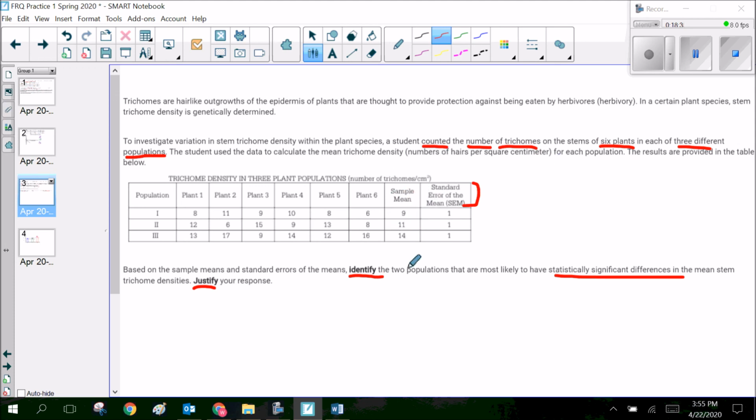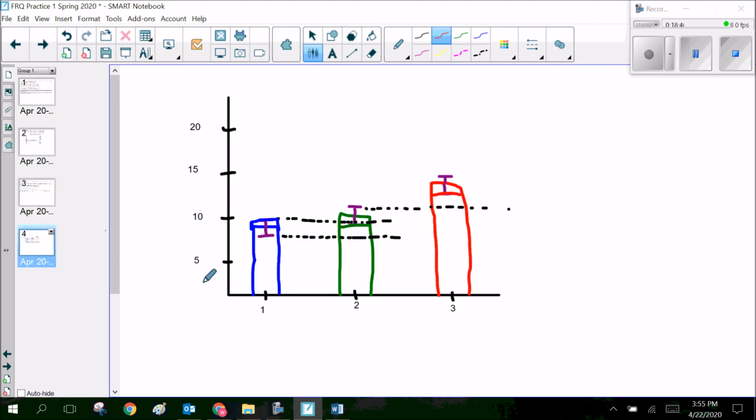Number of hairs per square centimeter? Yeah, so that's what that stands for. That would be my units if I wrote them in. But I'm feeling a bit lazy now, and I don't want the video to take a long time, so for your sake, let's go ahead and get started.